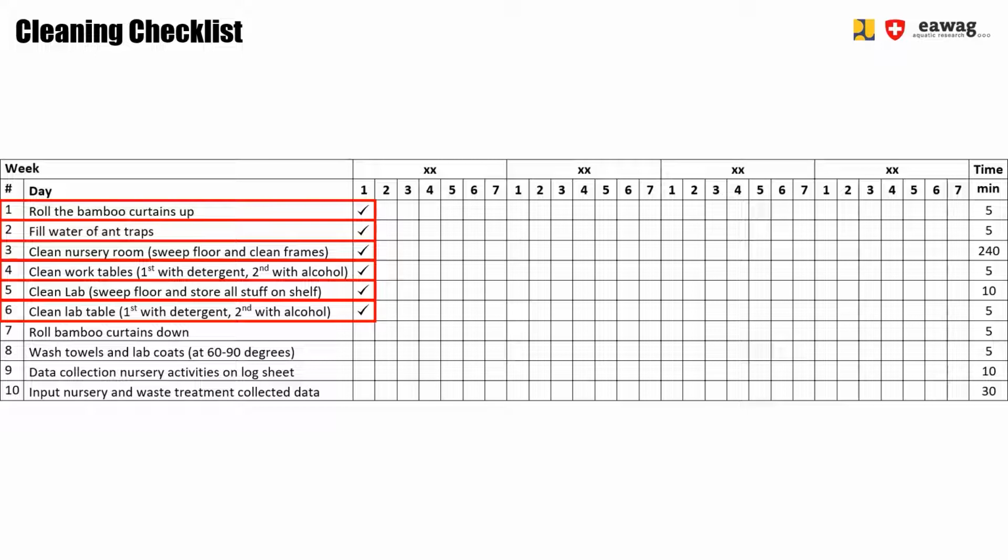Then, at the end of the day, we roll all the bamboo curtains down again. We make sure that all the towels and lab coats are washed at 60 or 90 degrees and that the performance data collected from the nursery is inputted on the log sheet and entered in the spreadsheets.